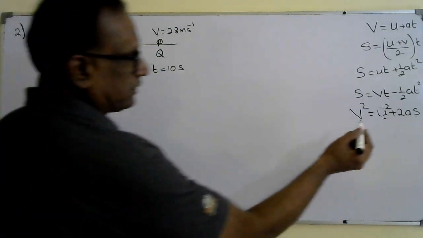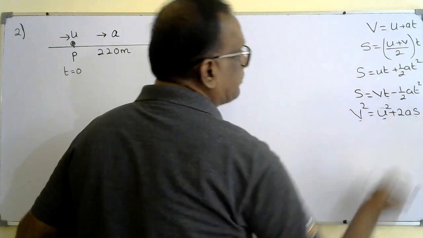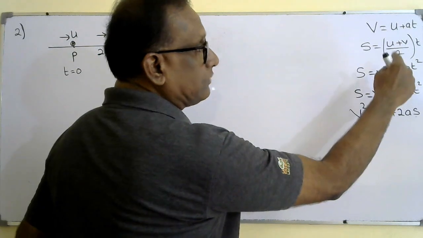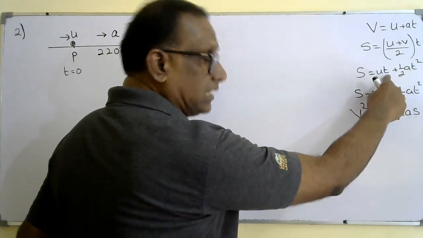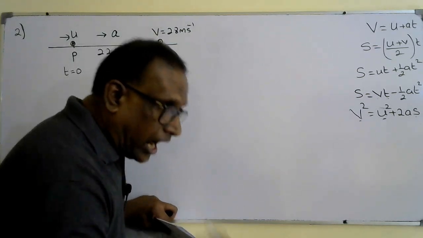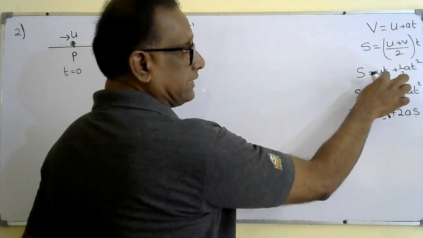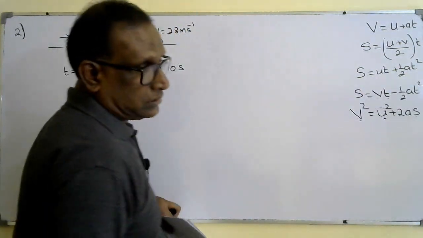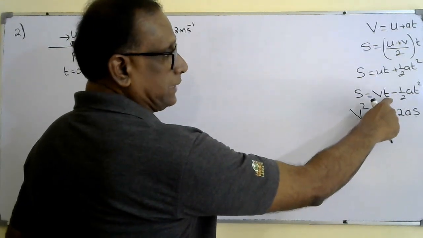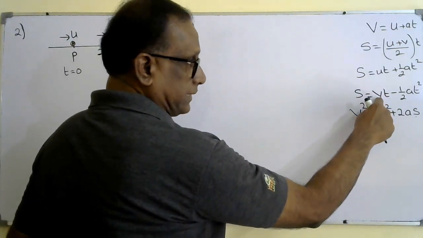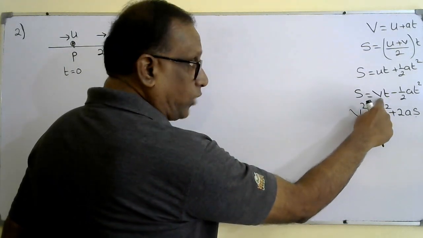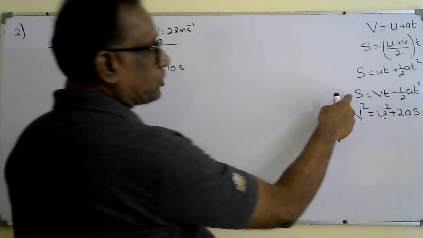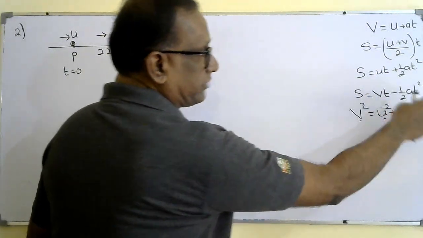So I can use the equation s equals vt minus half at squared, because if I use s equals ut plus half at squared, I should know the speed when t equals 0. After time t, 10 seconds, I know the displacement 220, but u is not known. But if I use this equation, I know the speed at an instant, 28 meters per second, and how much it traveled during the 10 seconds before achieving that speed. So I can use this equation to find a.